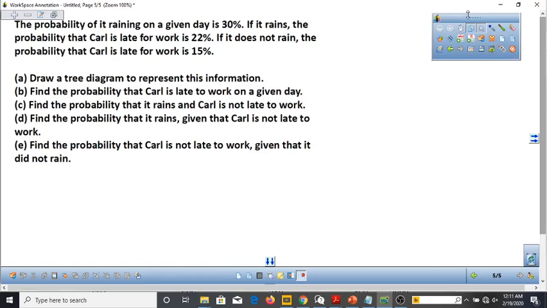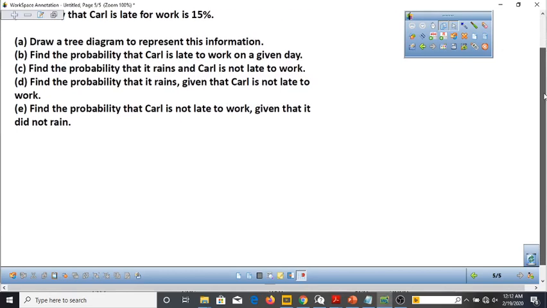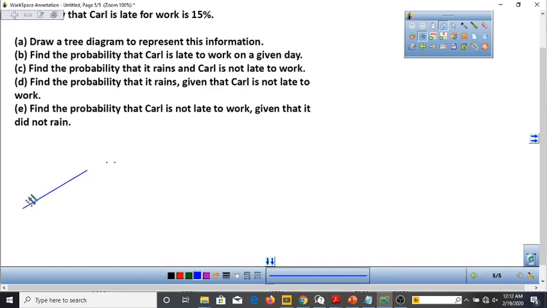Now, there are two basic things going on: the issue of rain and the issue of being late. So either it rains or it doesn't rain, and Carl is late or not late. So we're going to start off with a probability tree here. The first part I'm going to do is draw two branches. And the two branches represent the two first possibilities. If there were 3 possibilities, I would have drawn 3 branches from the same node, from the same end point right here. I call that a node.